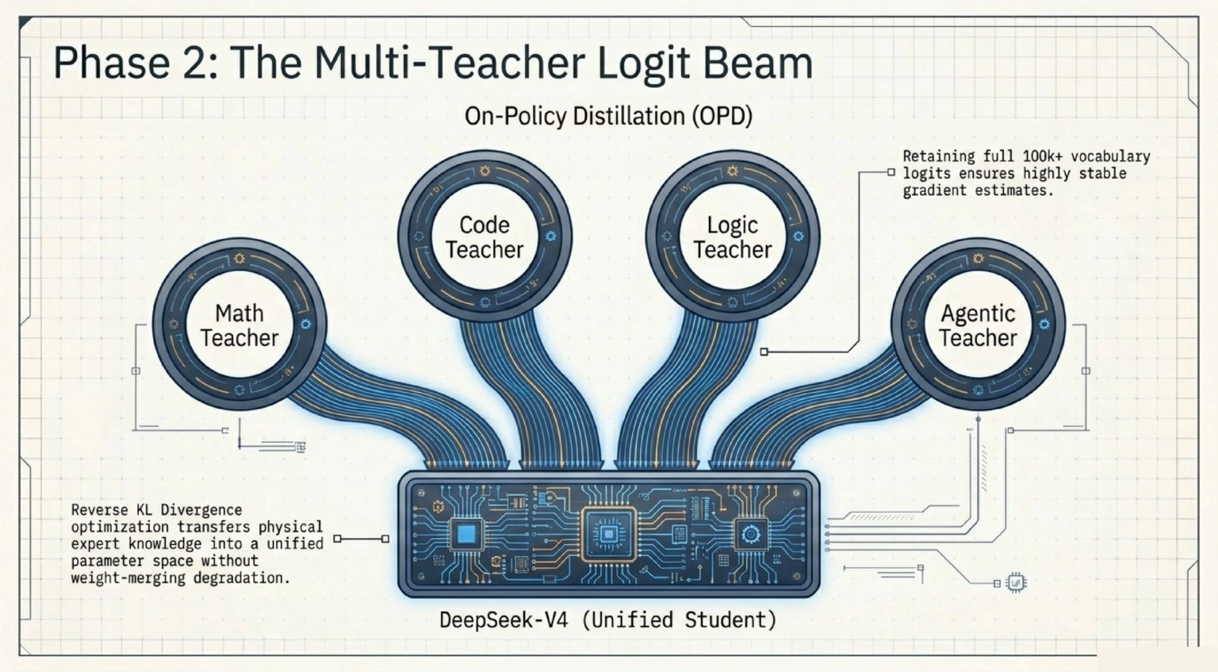Phase 2 is the Multi-Teacher Logit Beam. Through on-policy distillation, we unify the physical expert knowledge from our math, code, logic, and agentic teachers into a single student model, DeepSeek-V4. By retaining the full 100K plus vocabulary logits, we ensure highly stable gradient estimates, transferring this knowledge without the degradation usually seen in traditional weight merging.